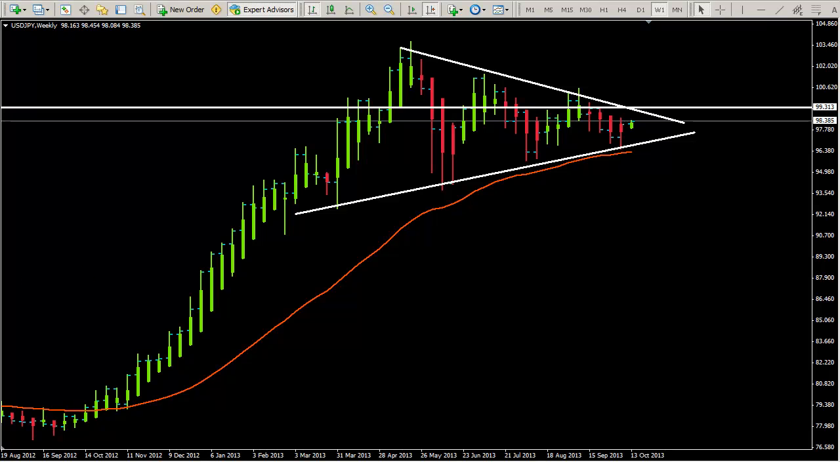Are we all okay with how to draw horizontal support and resistance lines? Sorry. It's not that difficult, right? And are we all okay also with our wedge here, and the range, the price ranging between these levels?